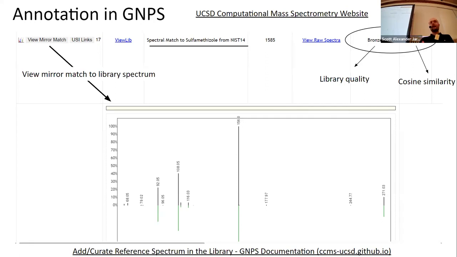So anything from the NIST library could potentially be gold, but there are specific groups that have deposited reference spectra into GNPS. So there are plant metabolites, drug metabolites, and those will come back as gold quality. The most important thing I would say is it doesn't matter what quality it is. You should always be checking and making sure your mirror matches are good quality and that your spectra match up really nicely.